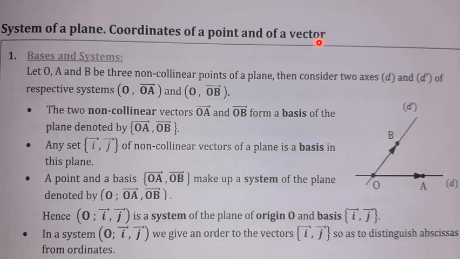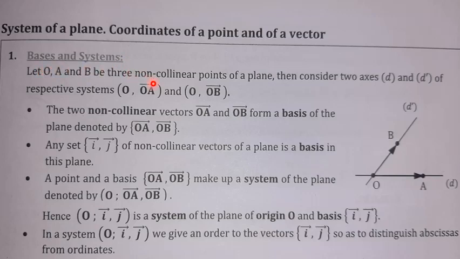So every two non-collinear vectors form a base or bases, okay? And we denote it by this form. So any set of two non-collinear vectors of a plane is a base in this plane. When we have a point and a base, which is two non-collinear vectors, then we form a system. Okay, so a point O and a base OA, OB make up a system of the plane denoted by O.